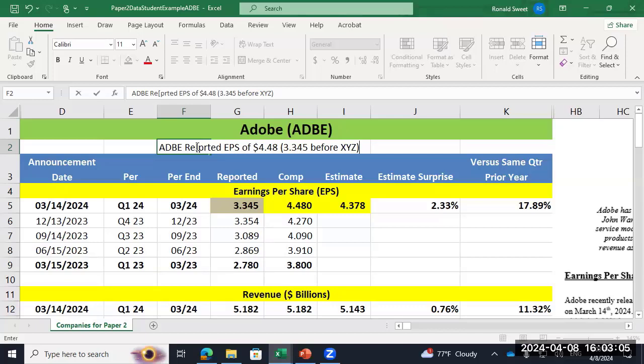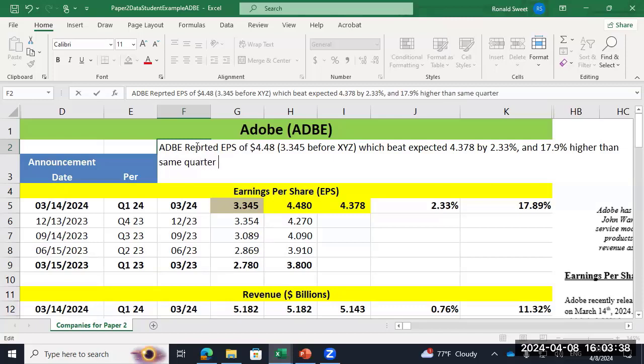If there's not a difference, you don't have to say anything about it. But if there's a difference, you probably want to say what that difference is. And then you say which, did it beat or miss? The expected 4.38 by 2.33%. And was it higher or lower than last year? 17.9% higher than same quarter last year. Real simple. You talk those three numbers.